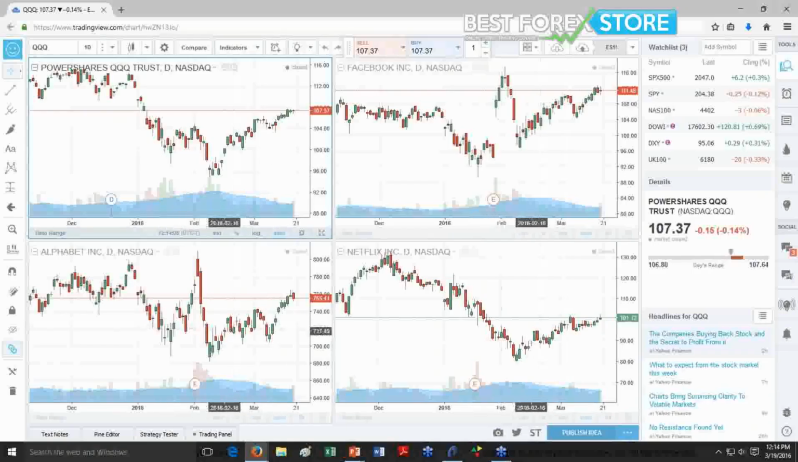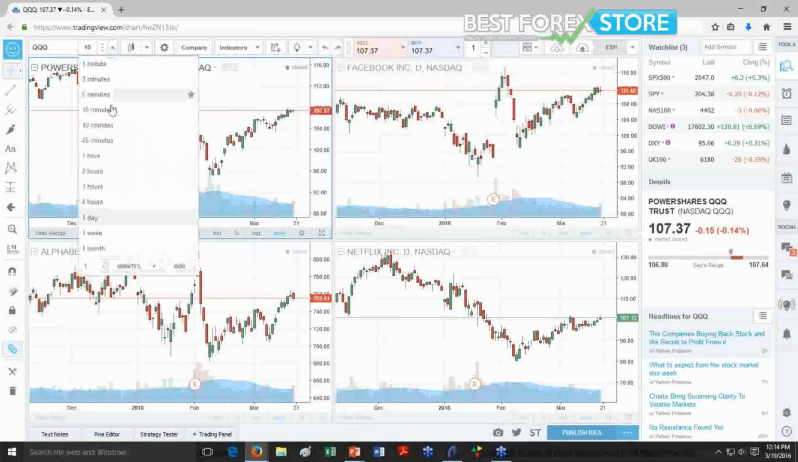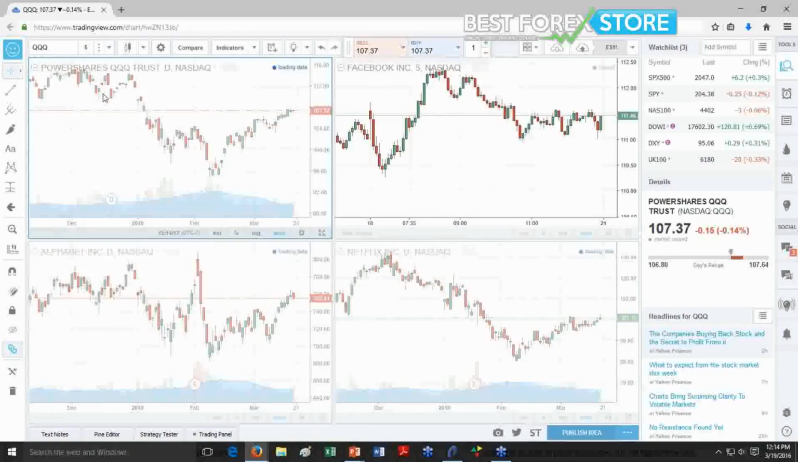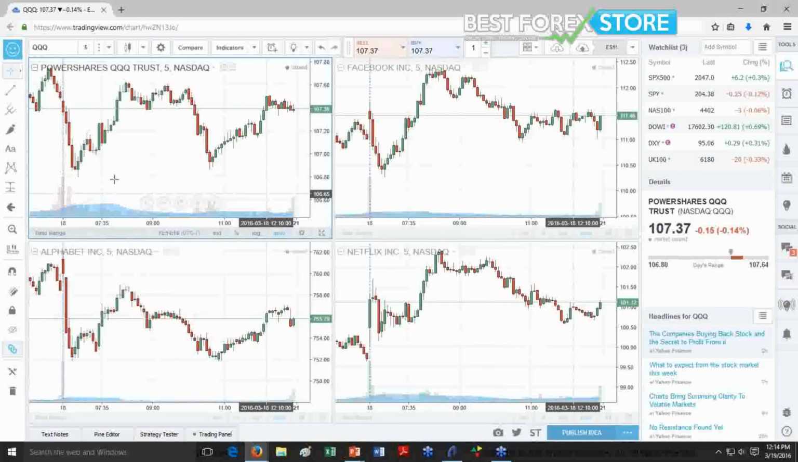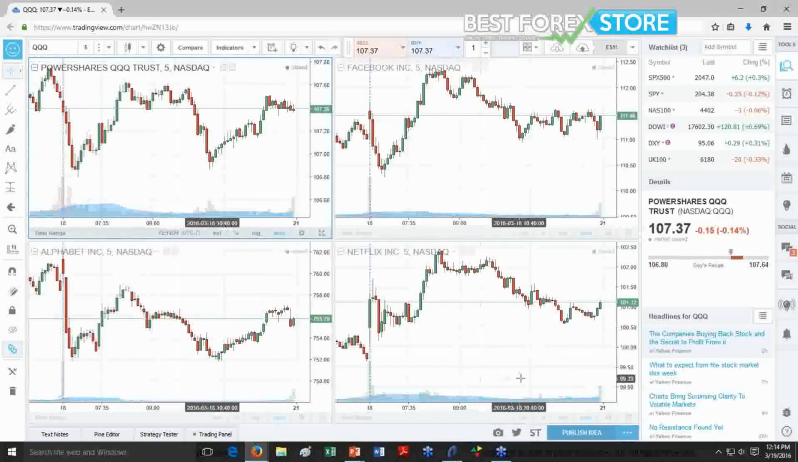I could look at any of the bars here. I could go to any of the time frames that I want, let's say 5 minutes, and right away I have all of the structures that I need. I understand the swings here, and I have all 4. So I can do a comparative analysis right away without even thinking about it, right?